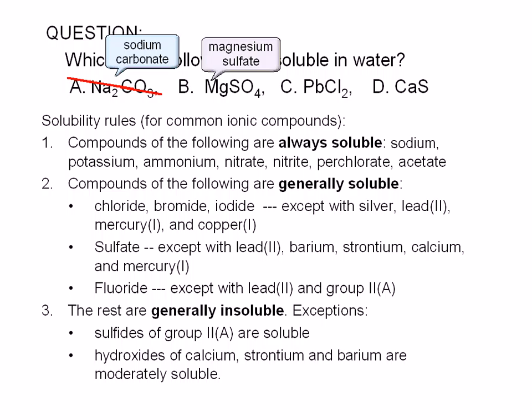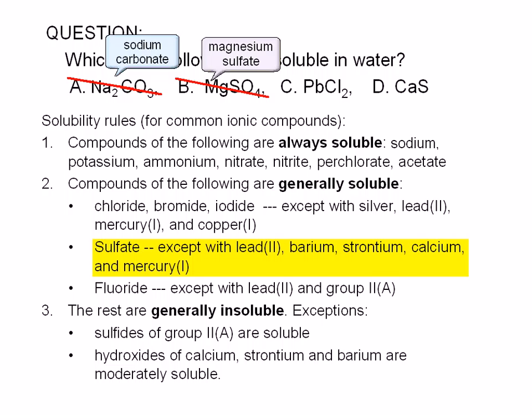Rule 1 does not apply. It doesn't say anything about magnesium, and it doesn't say anything about sulfate. So we move on to the second rule. The second rule tells us that sulfates are generally soluble, unless it is in combination with lead 2, barium, strontium, calcium, or mercury 1. The compound we're given is magnesium sulfate. Therefore, the compound is soluble. Choice B is also incorrect.